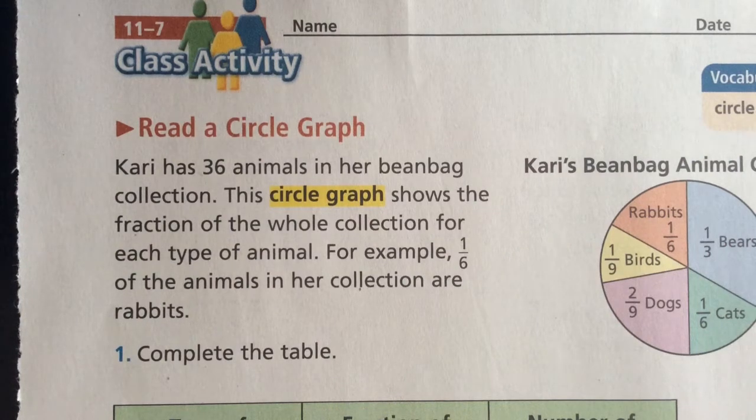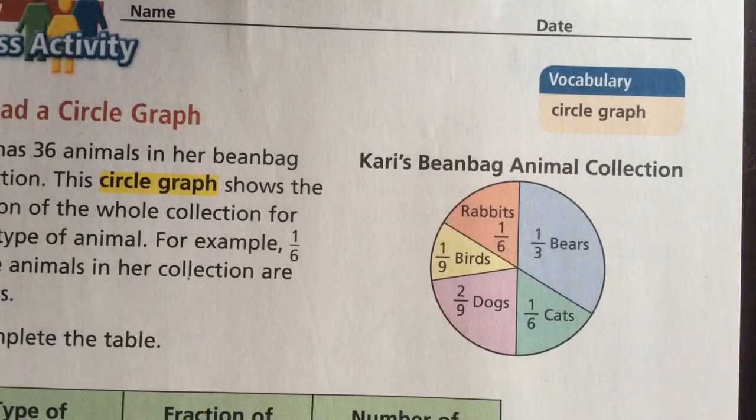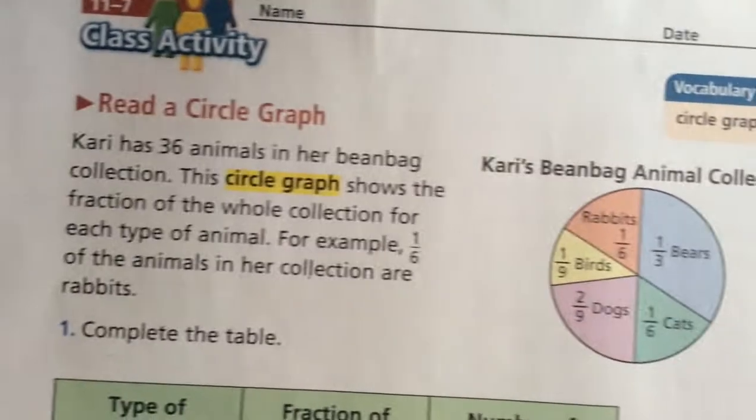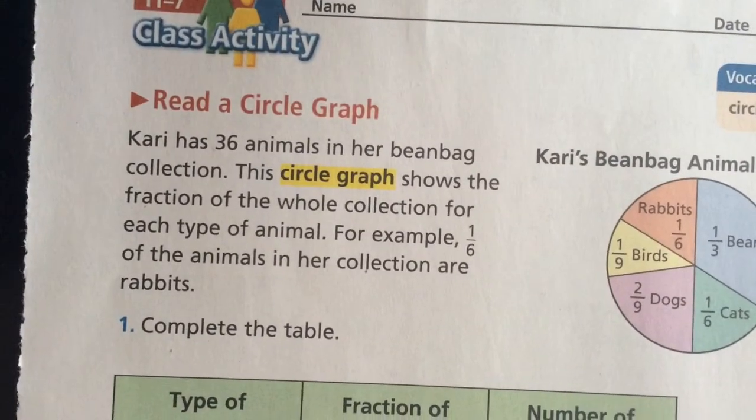Okay, so now we're moving on to lesson 11-7 because it's basically the same thing. It's just asking you to look at it in a graph, or in this case, a pie chart, or a circle graph, excuse me, is what they call it, depending on how you want to look at it. So what it says is read a circle graph.